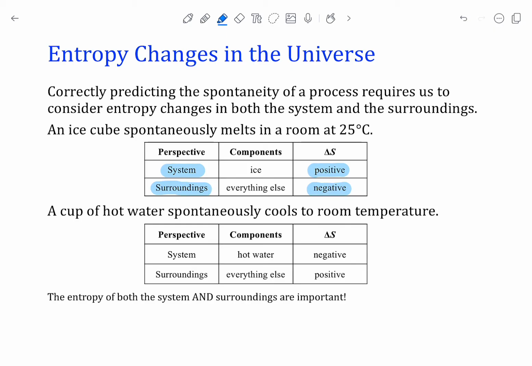If we look at another scenario where we have a cup of hot water that is going to spontaneously cool down to room temperature, here our system is the hot water, and it has a delta S of negative. It's decreasing its temperature, becoming more ordered in how fast the molecules are moving, so it has a delta S that is negative. The surroundings then have a delta S that is positive. So while both of these scenarios are spontaneous at room temperature, they have different signs of delta S.